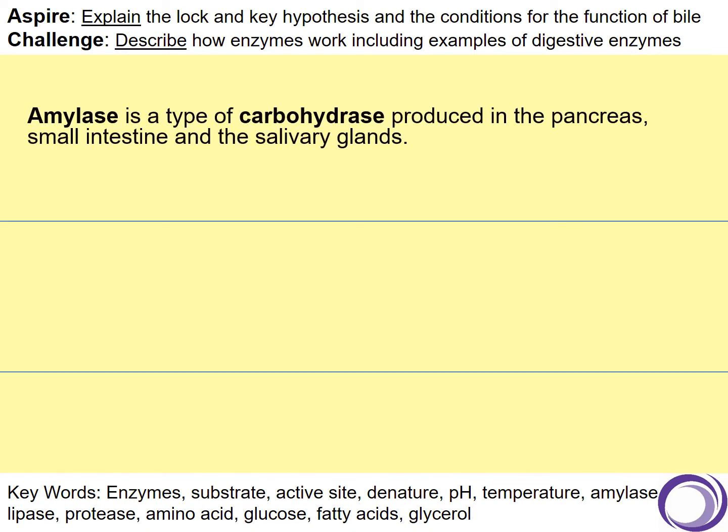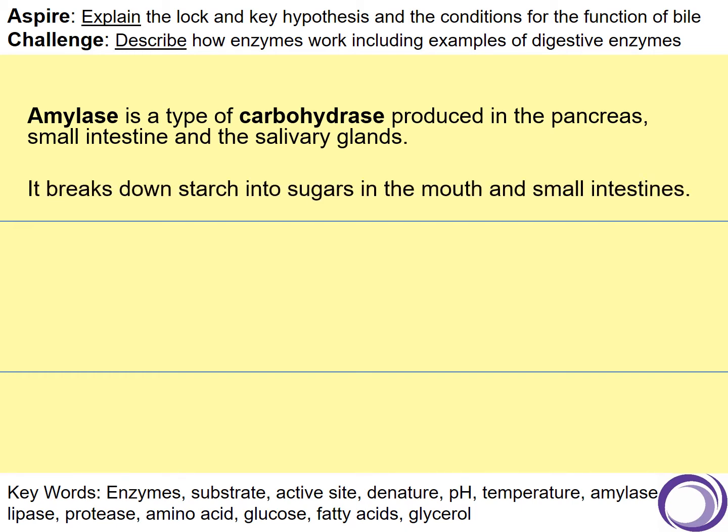So I'm going to keep going through these because they're really important and lots of times people forget these. Amylase is a type of carbohydrase and it's made in the pancreas. This is the other part that you need to know, where each one is made. So it's made in the pancreas, the small intestine and the salivary glands, and it breaks starch down into sugars.